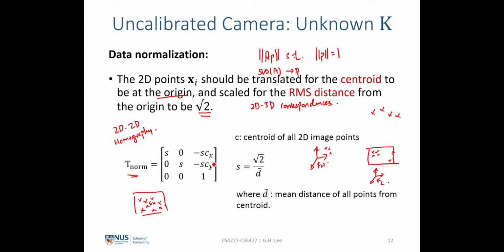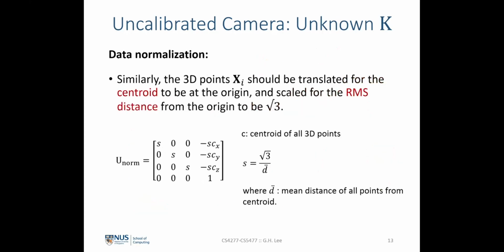And we have seen in the lecture on homography that this can be easily done by defining a scale factor, which we call S over here, to be equal to square root of 2 over the mean distance of all the points from the centroid.